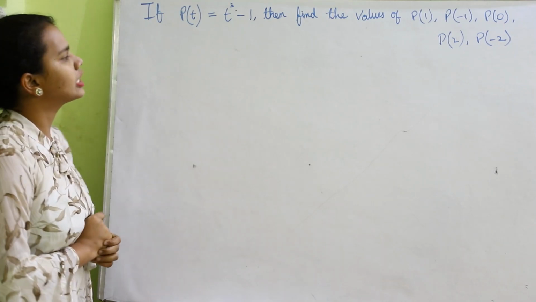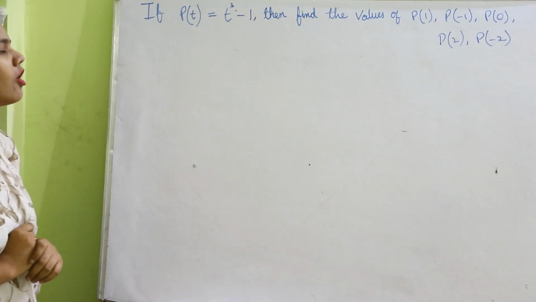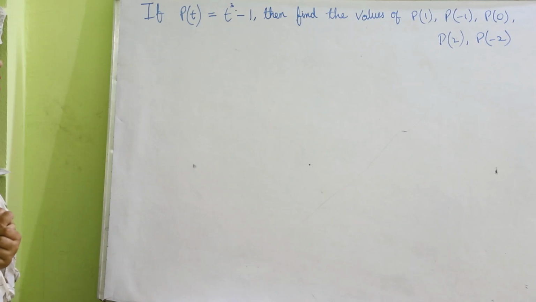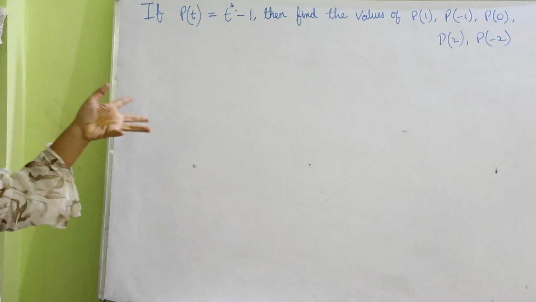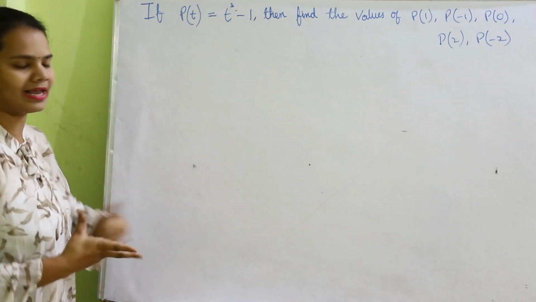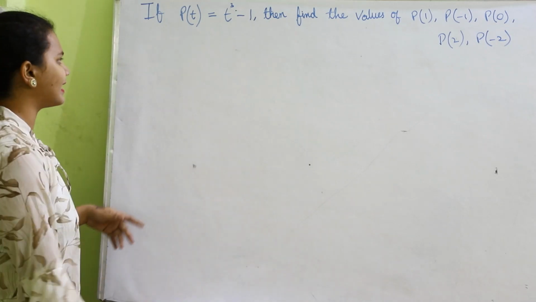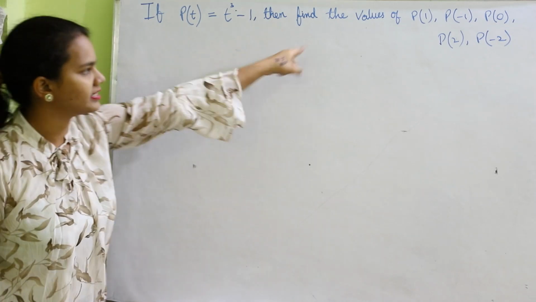Then find the values of P of 1, P of minus 1, P of 0, P of 2, P of minus 2. So here the given question is, guys, if P of t equals t cube minus 1. So here what you do is just replace the values instead of t, place those 1, minus 1, 0, 2, minus 2 values, okay. So then you will be getting the values for this given one.